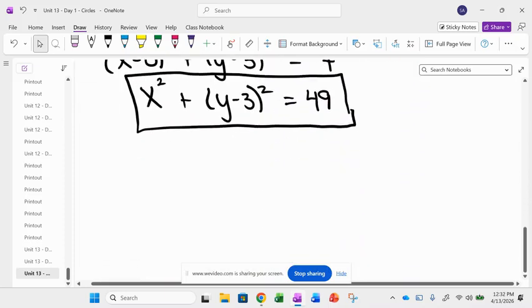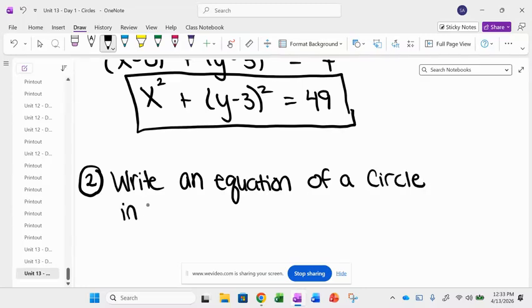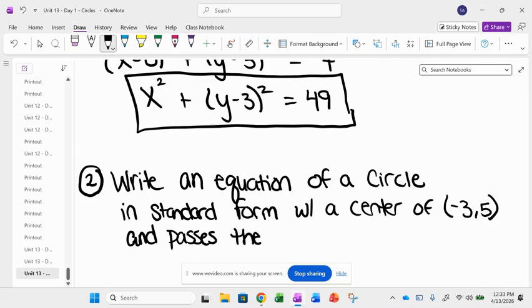All right, next one. So once again, I want us to write an equation of a circle in standard form with a center of (-3, 5) and passes through the point (7, -3).